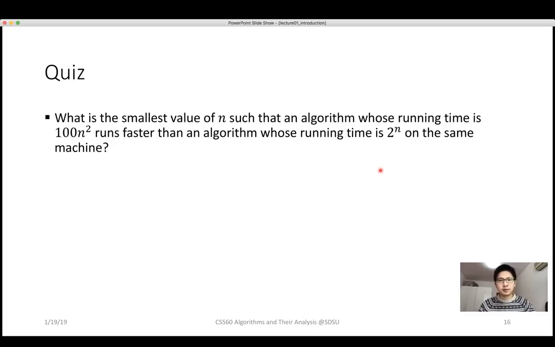Okay, so it's time for a small quiz. The quiz is, what is the smallest value of n such that an algorithm with running time 100 n squared runs faster than an algorithm whose running time is 2 to the power of n on the same machine? Okay, so you can do a similar calculation as I showed in the previous example, and you can submit the answer later in Blackboard, and I will open a Dropbox window in Blackboard.